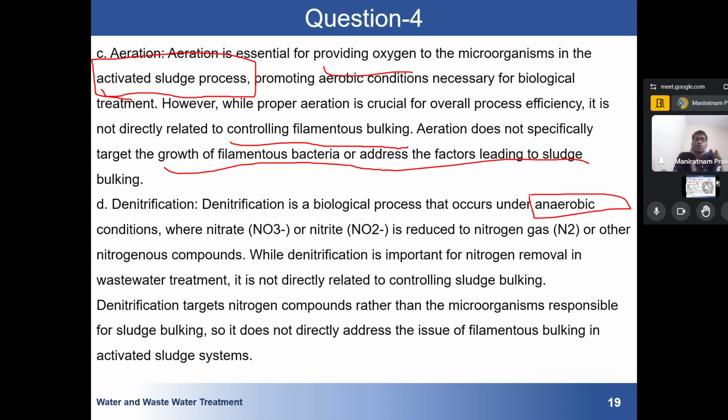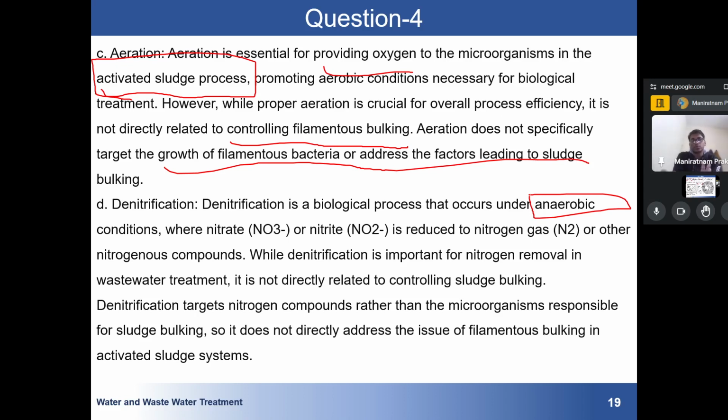In presence of... remember, many people say that presence of oxygen is aerobic, and absence of oxygen is anaerobic. This is an incorrect definition. Presence of free oxygen is known as aerobic condition, and absence of free oxygen means in both conditions oxygen is required.